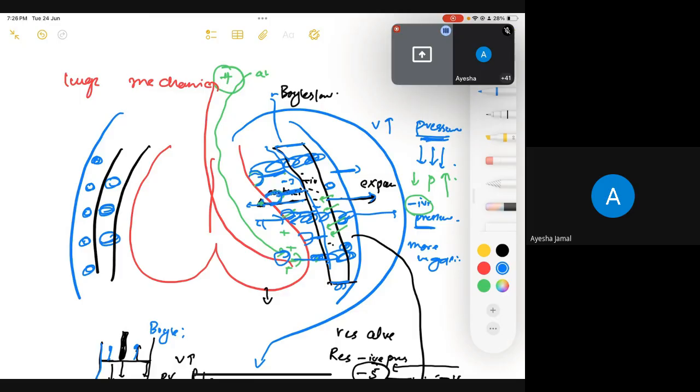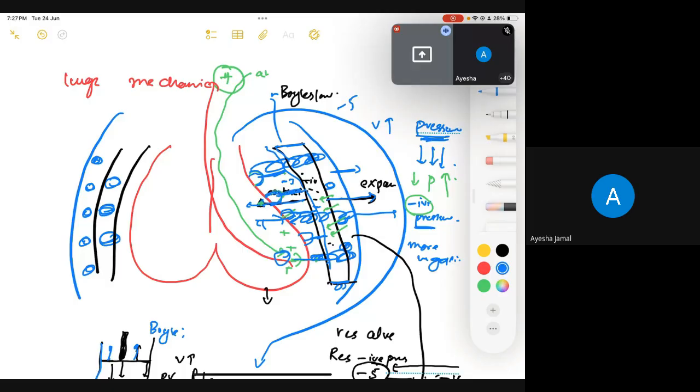So during inspiration, as I already discussed, I'm going to expand the chest cavity size. If I'm expanding the chest cavity size, you should imagine the pleura. According to Boyle's law, what would happen? The volume is more, so the pressure is going to decrease. The normal pressure is -5. Decrease means it would be more negative, -10, -20, let's suppose, right? That way, you are making a gradient for the air to flow from higher value towards lower value. In this way, you are expanding your alveoli, okay?